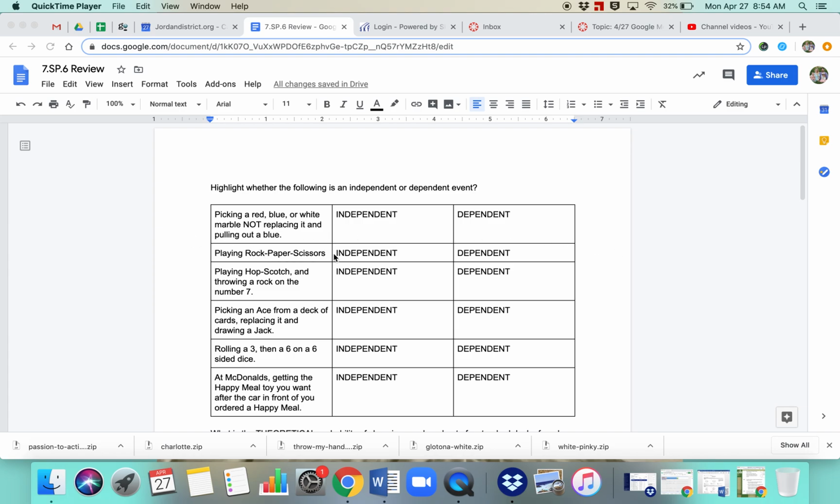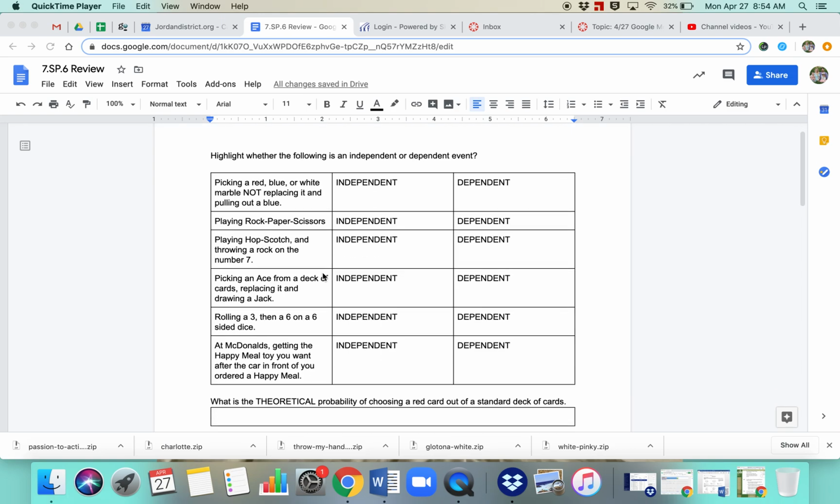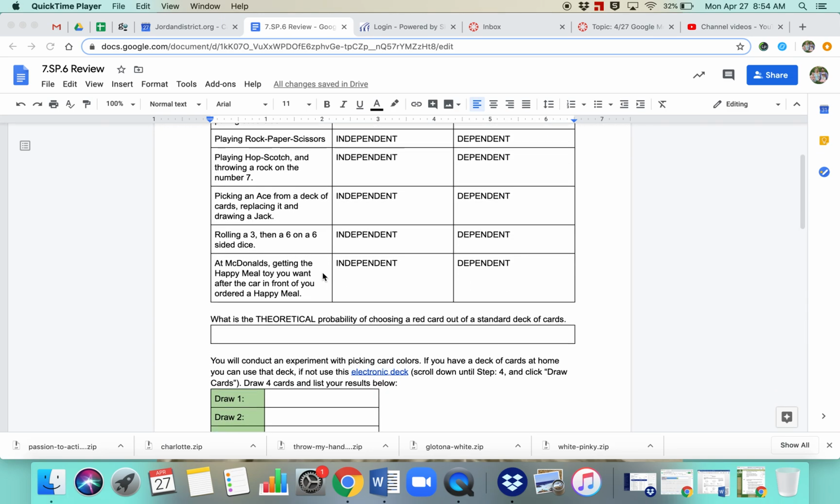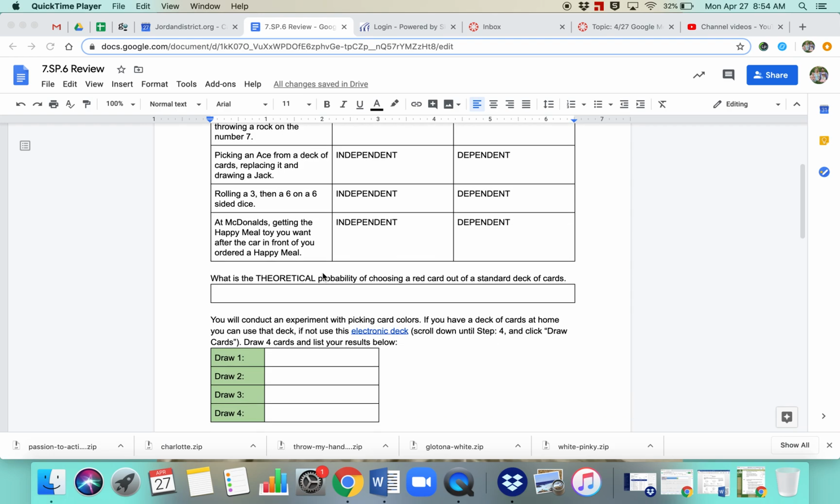Playing rock, paper, scissors. Does the hand you throw down depend on the other person's hand, or are you doing it at the same time? Playing hopscotch and throwing a rock at the number 7. Picking an ace from a deck of cards, replacing it, and drawing a jack. Rolling a 3 and then a 6 on a 6-sided dice. At McDonald's, getting the Happy Meal toy you want after the car in front of you ordered a Happy Meal.